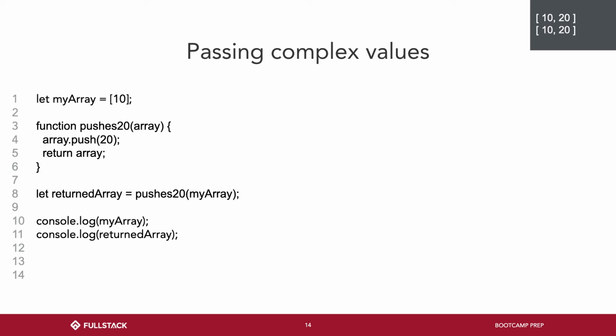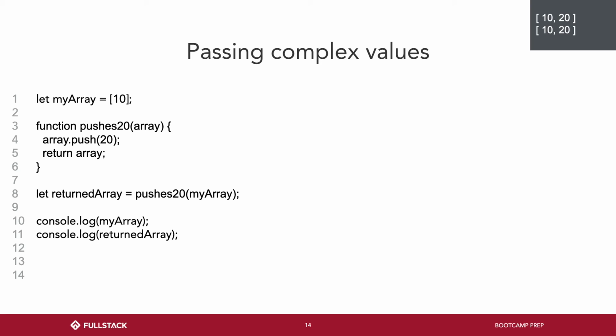When you define this returned array variable, it's not evaluating that function call? It is evaluating the function call, right? So the first thing that happens is we say let returned array equal push 20 invoked with my array. So JavaScript stops, because we have to call this function.